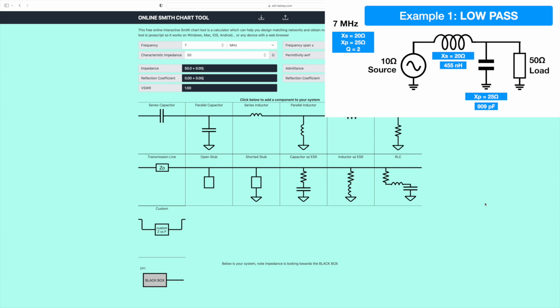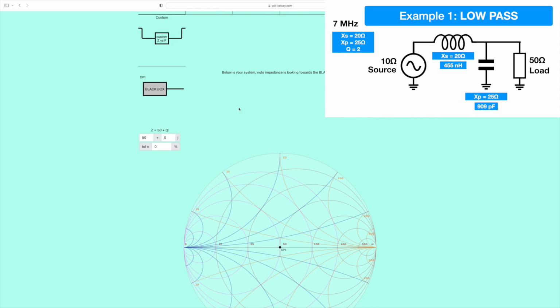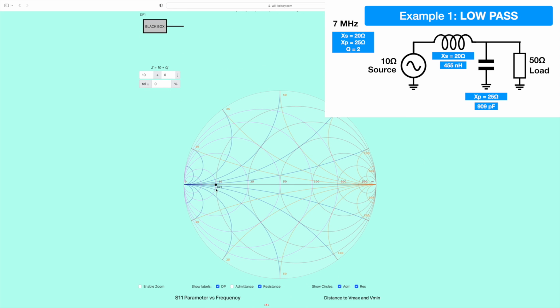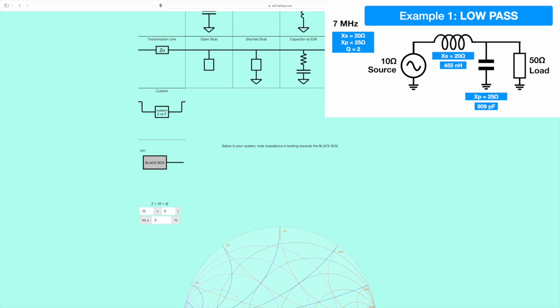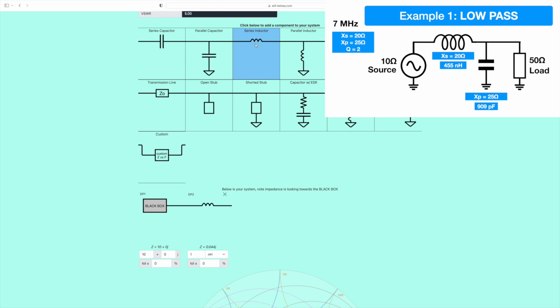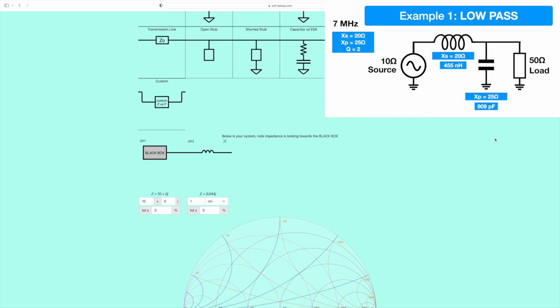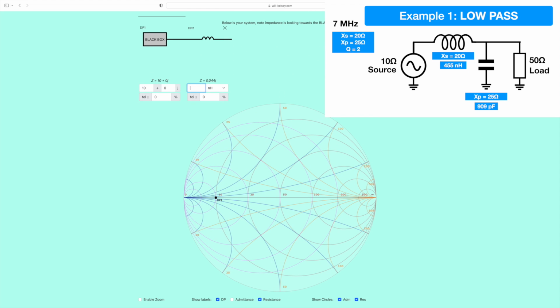So here is our low pass filter, and I've got my frequency set to 7, characteristic impedance 50, and so we've got a 10 ohm source, and it's purely resistive, as we remember. So there's our 10 ohm source, you can see it over here. And so what we did is we added a series inductor, which was 455 nanohenries. Now look at that. That's what we've done. And interesting, isn't it? Because this is where we're getting to. We've gone up to here, yeah.